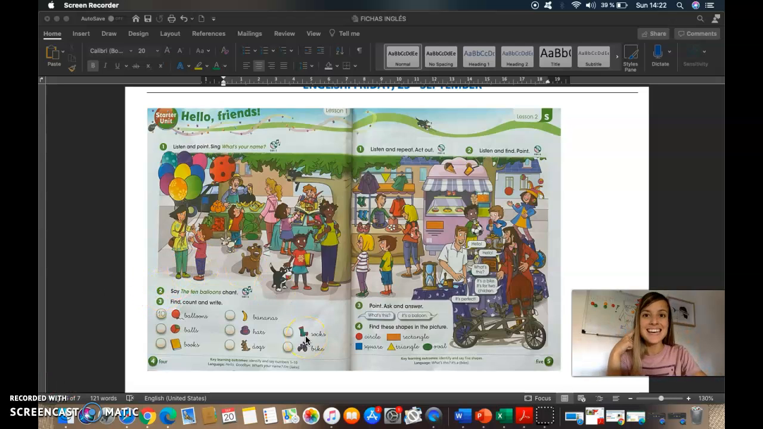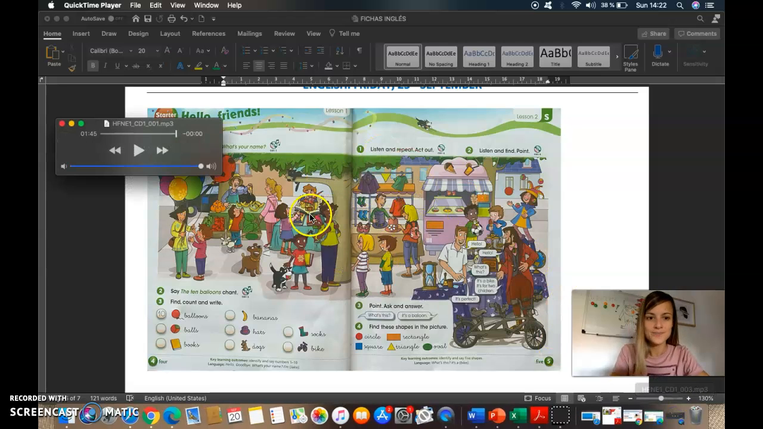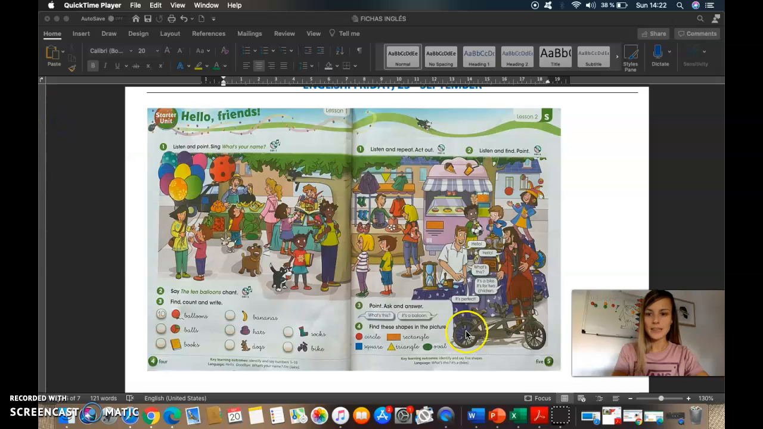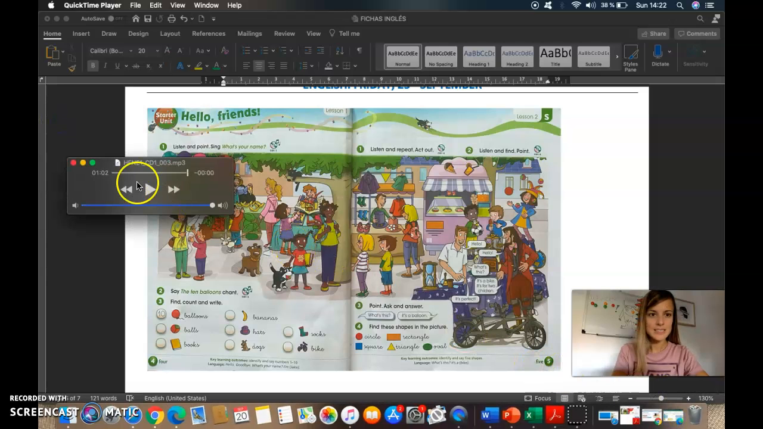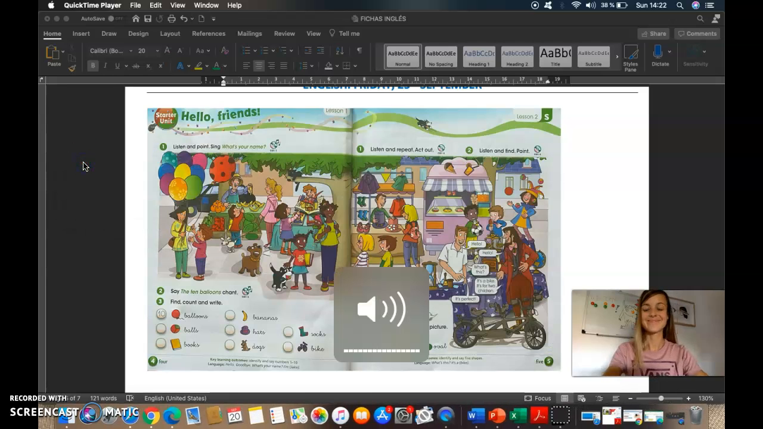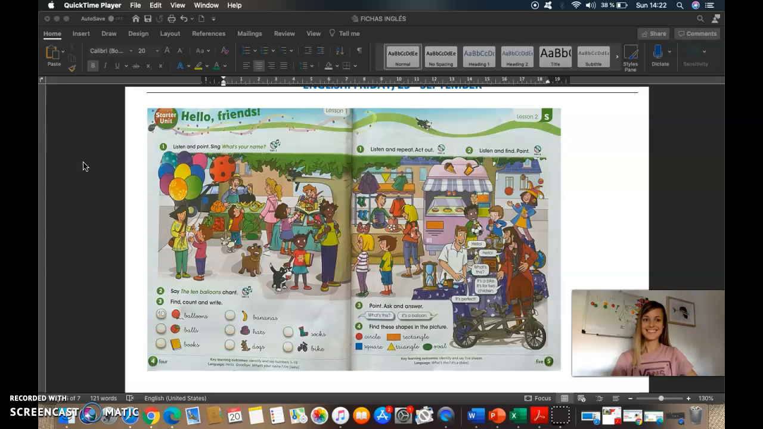We're gonna listen a song called The 10 Balloons. Okay? Let's listen to the song. New high five. Sorry, I think it's not that one. It's this one. Starter unit. Lesson 1. Pupil's book. Page 4. Activity 2. Say the 10 balloons chant.